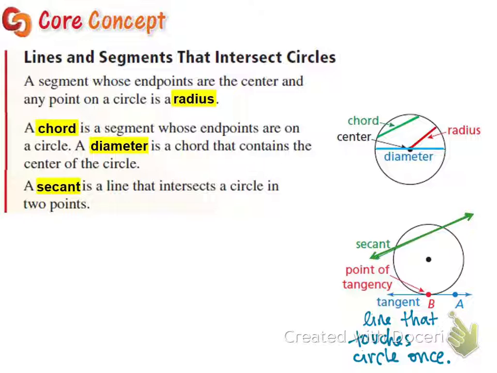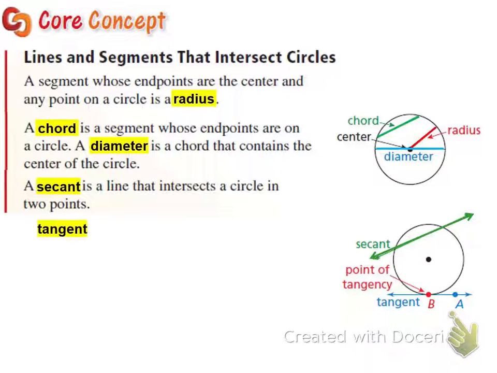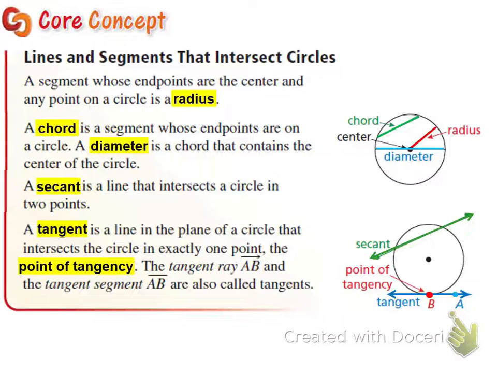Okay? And it touches the circle at a point of tangency. That's the last part. You probably already labeled it, but make sure you label that point of tangency. It's where the tangent line touches the circle. I'll show you in a second how I remember secant and tangent. You can use it if you want. If you don't want to, that's also fine.